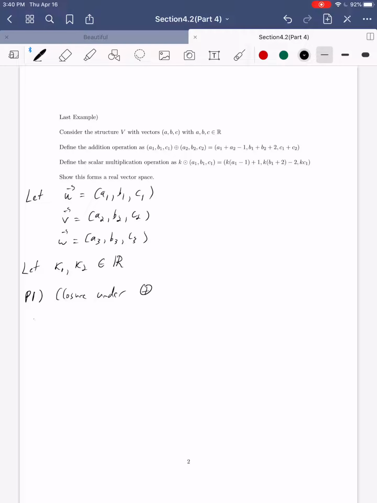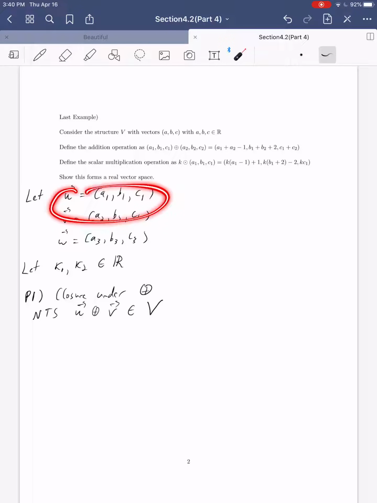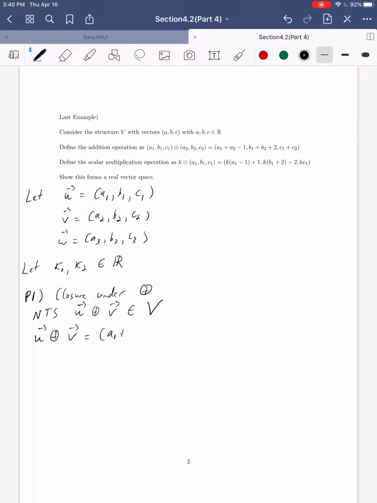So if we're trying to show closure, what do we need to show? We need to show that u plus v is an element of our vector space. So no matter what 2 vectors we start with here, if we add them, we remain in our vector space. Well, according to what we have here, u plus v, by this definition, is (a1 plus a2 minus 1, b1 plus b2 plus 2, c1 plus c2). So clearly still a 3-tuple, and it doesn't really take any work to recognize that this guy here is an element of R.